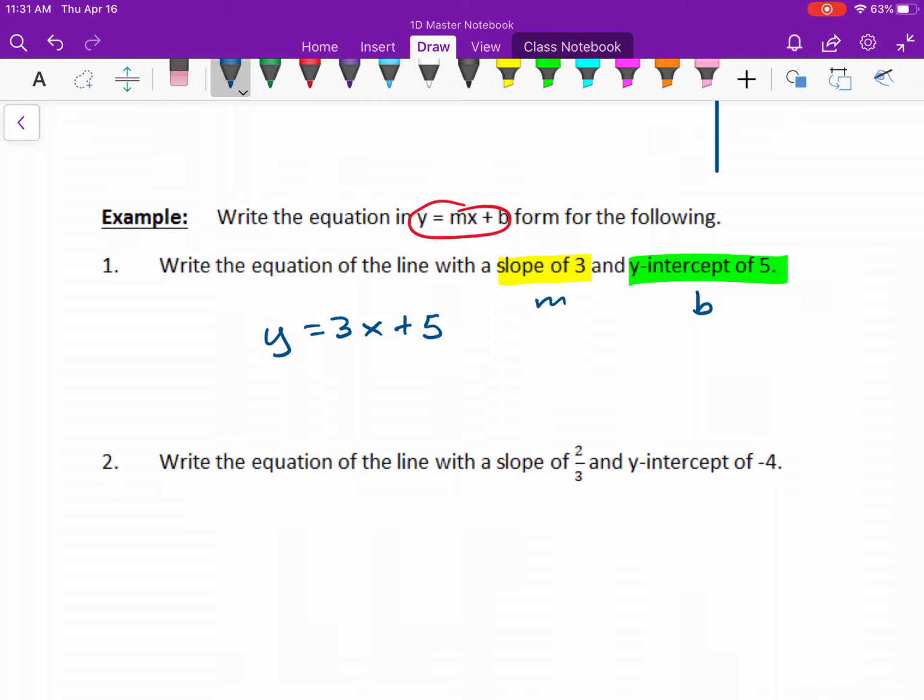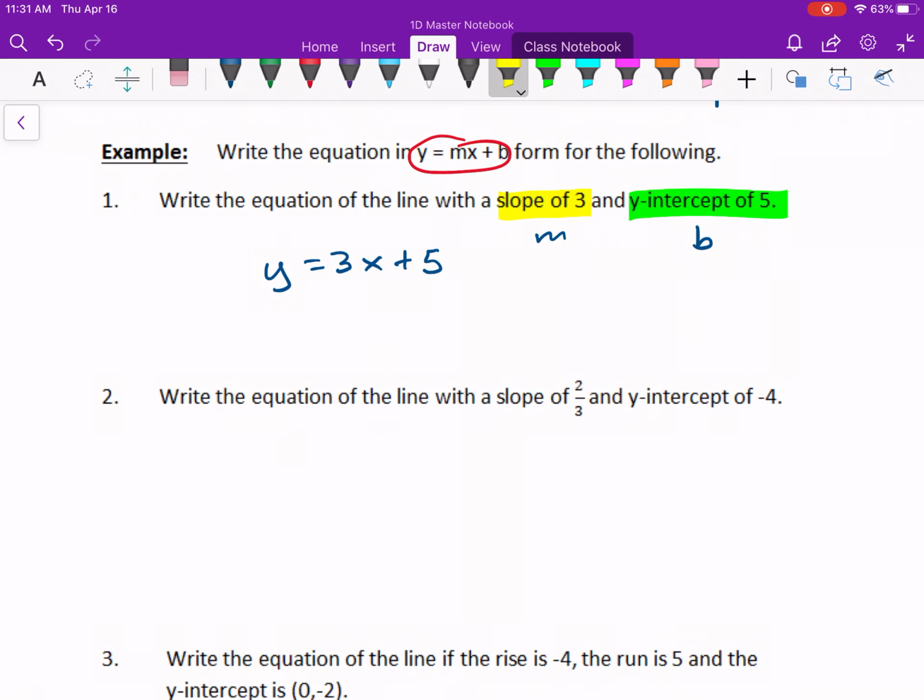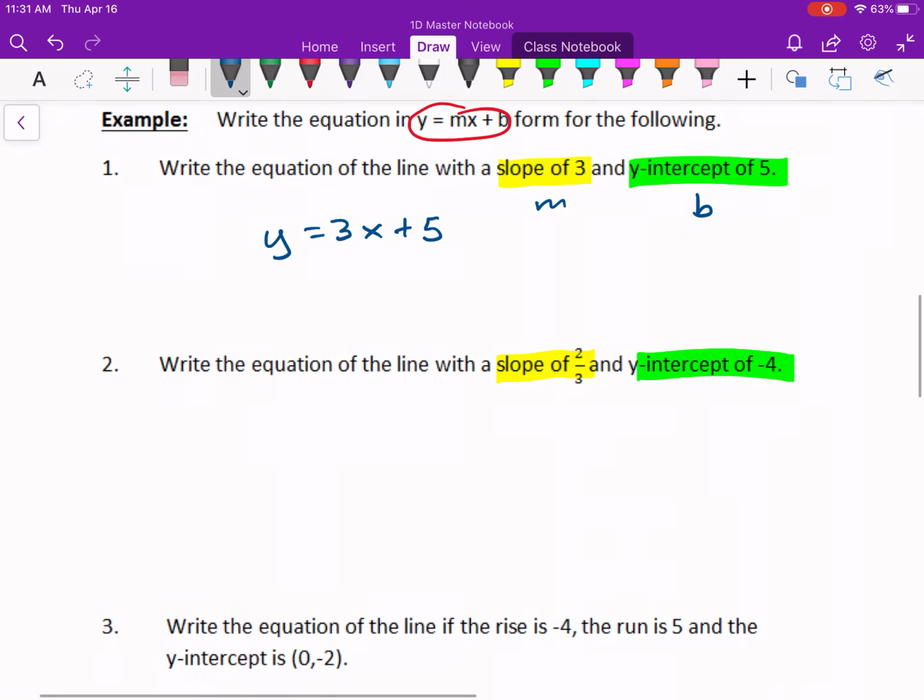Done. Write the equation of a line with a slope of 2/3 and a y-intercept of -4. All right. Y equals 2/3 x minus 4. Remember that minus sign? When I add that in there, it just becomes a -4.